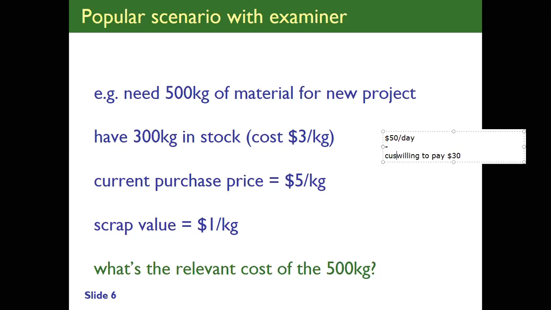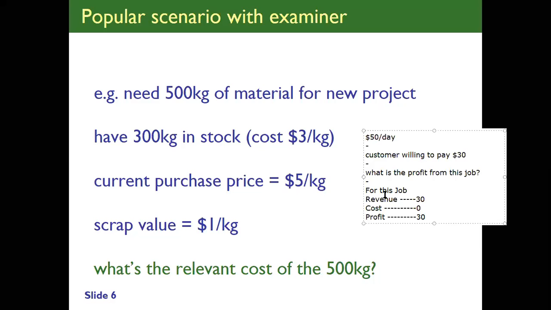Now, what should you do? And you know that this particular worker can deliver this job. This particular staff can do this job. But the issue is that you have to give $50 to him while the customer is only willing to pay $30. What should you do? Would you say yes or no to the customer?